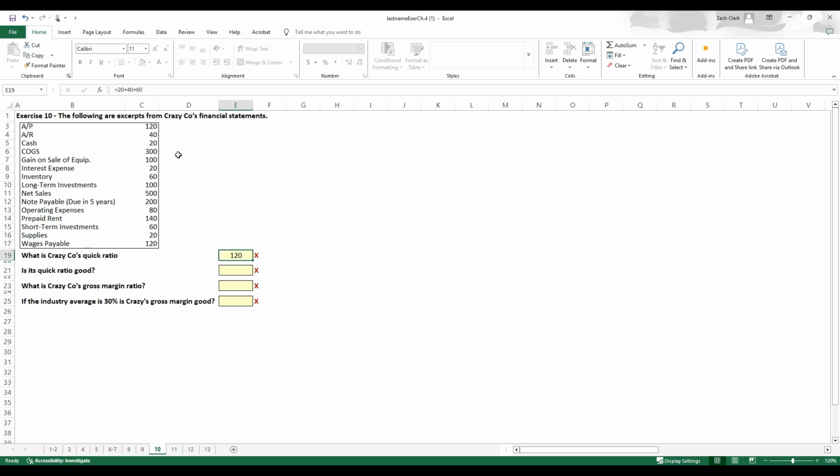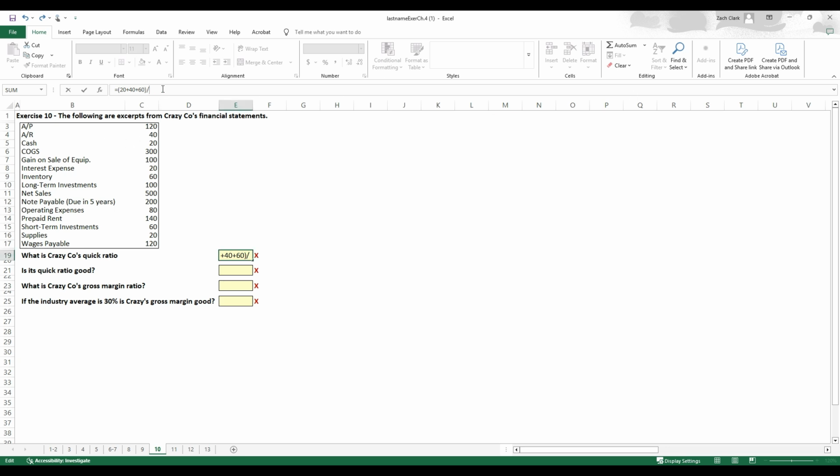Let's see. I'm sorry, that's just our quick assets. We're doing the ratio here, not just the determination of quick assets. So that's great. And then what's our quick assets divided by our current liabilities?